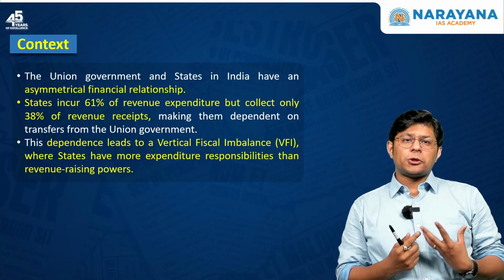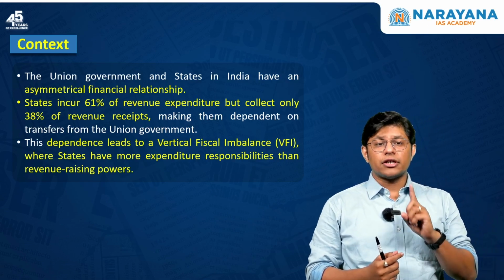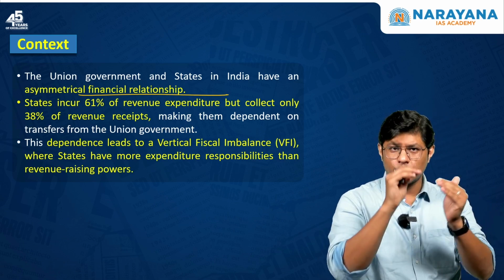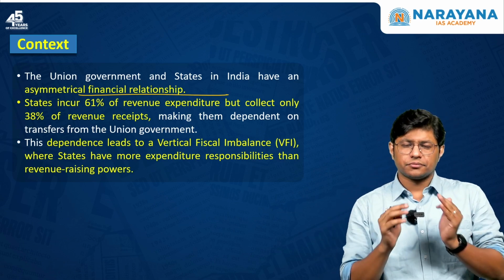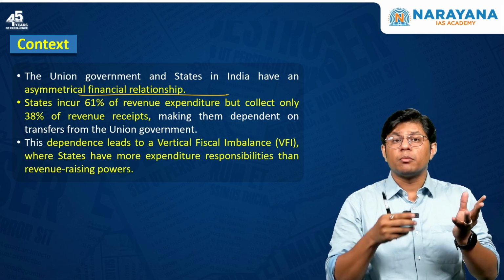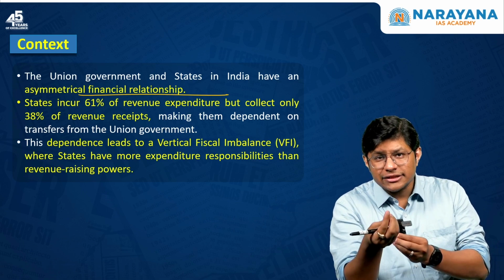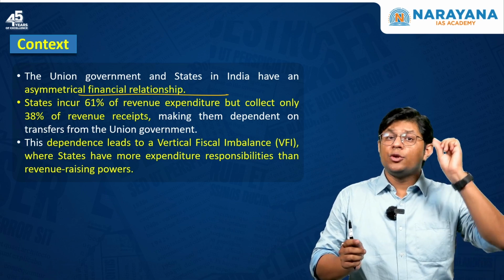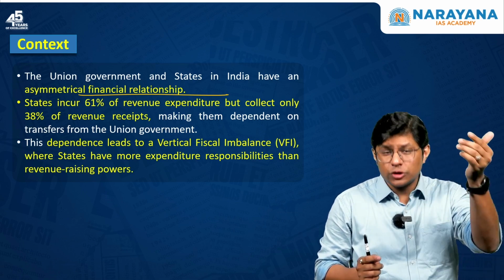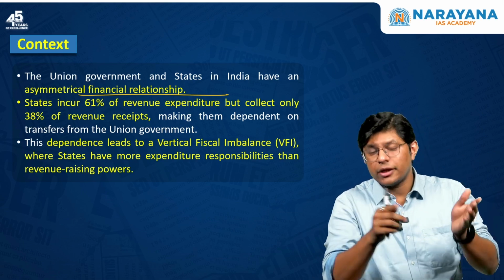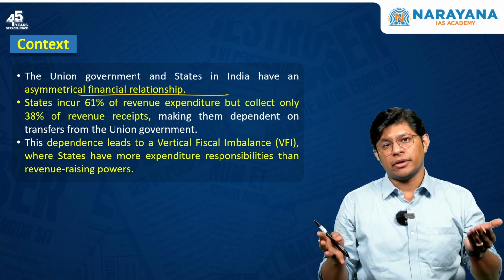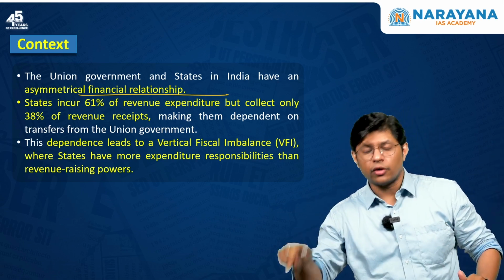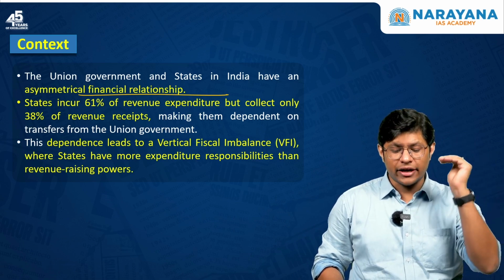Now, what is the context? The context is that the union government and states in India have an asymmetrical financial relationship. What is asymmetrical? Which is not similar, which is not in proportion, which means that the central government has more avenues or opportunities to raise revenue compared to the state government. They have more money than the state government. But the expenditure from the states is more than the union government on the state. This is the asymmetrical financial relationship.